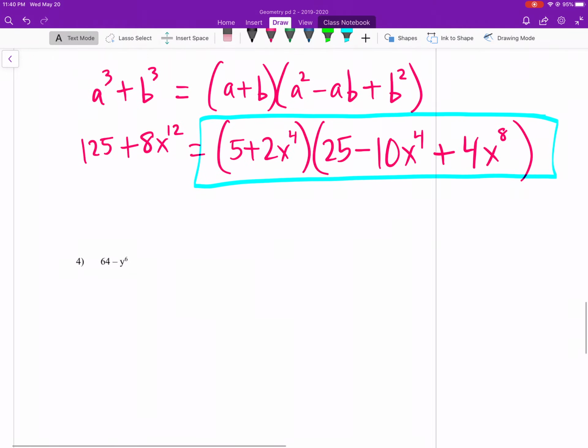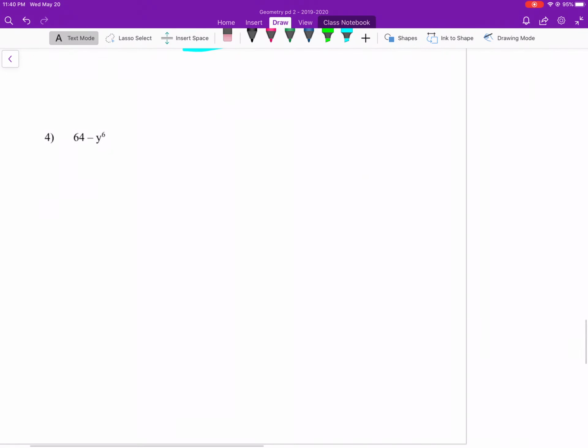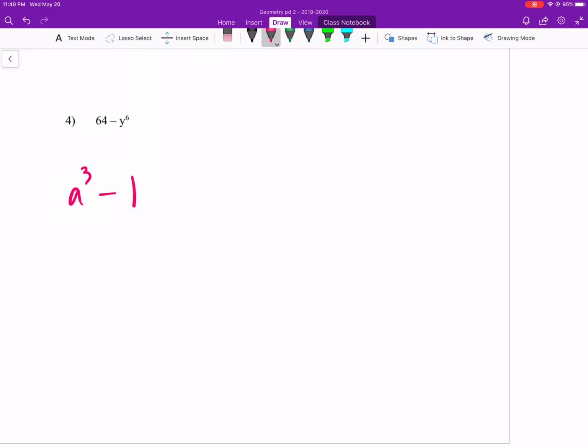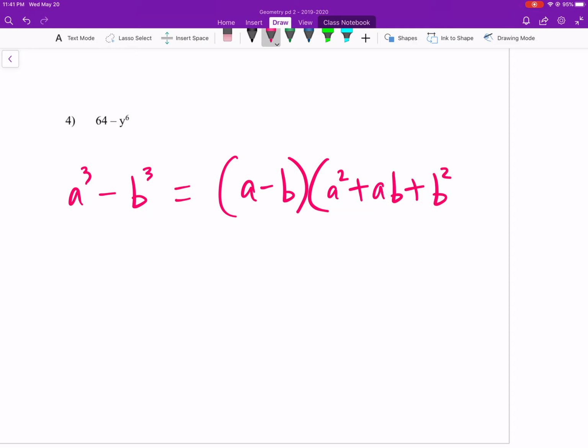All right. One more. 64 minus y to the 6th power. So now we have the difference of two perfect cubes. So that is written as a minus b times a squared plus ab plus b squared. So our value for a, what times itself 3 times gives you 64? That's 4. And our b value, y to the 6th, what times itself gives you y to the 6th? That's just y squared.